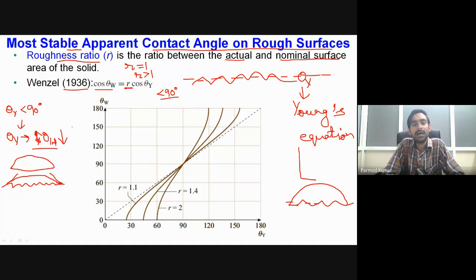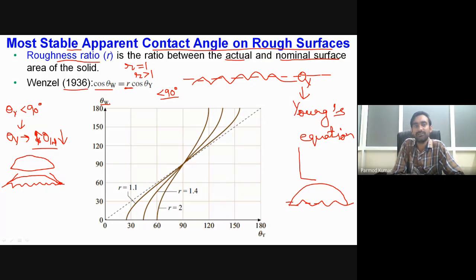So what we can conclude from here is that when the value of Young's contact angle is less than 90 degree and we are considering a rough surface, the roughness enhances the wettability characteristics of the surface. While if we consider the other situation, where the angle is greater than 90 degree, the value of theta w will be increasing above the value of theta y. So in that case, roughness will be decreasing the wettability characteristics. That's what is represented with the help of this curve.